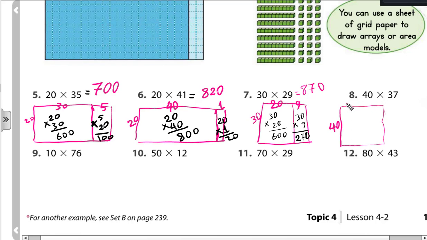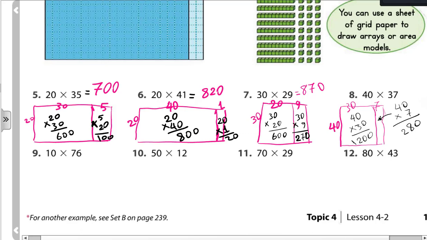This is 37. Break it. It will be 30 plus 7. 7 is very small relative to 30, so I'll break in this place, because it's very little with respect to 30. Now in the first part we will multiply 40 by 30. 4 multiplied by 3, we put 2 zeros, and it's 12. The next part will be 40 multiplied by 7. We have 0, and 4 multiplied by 7 is 28.